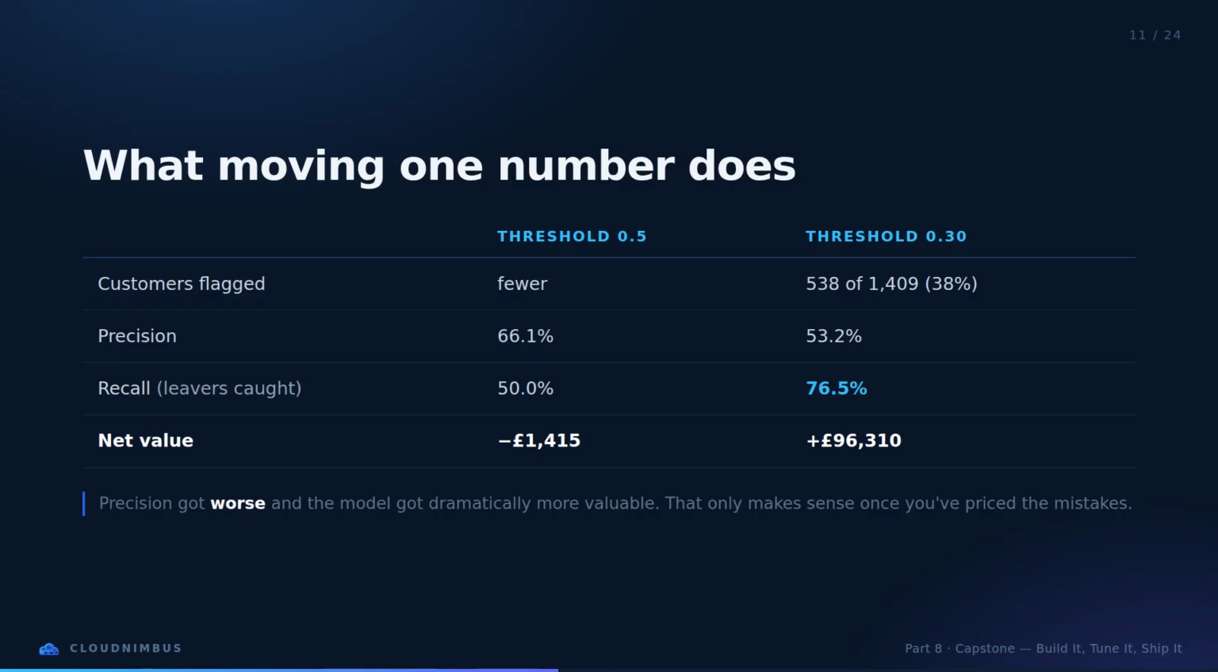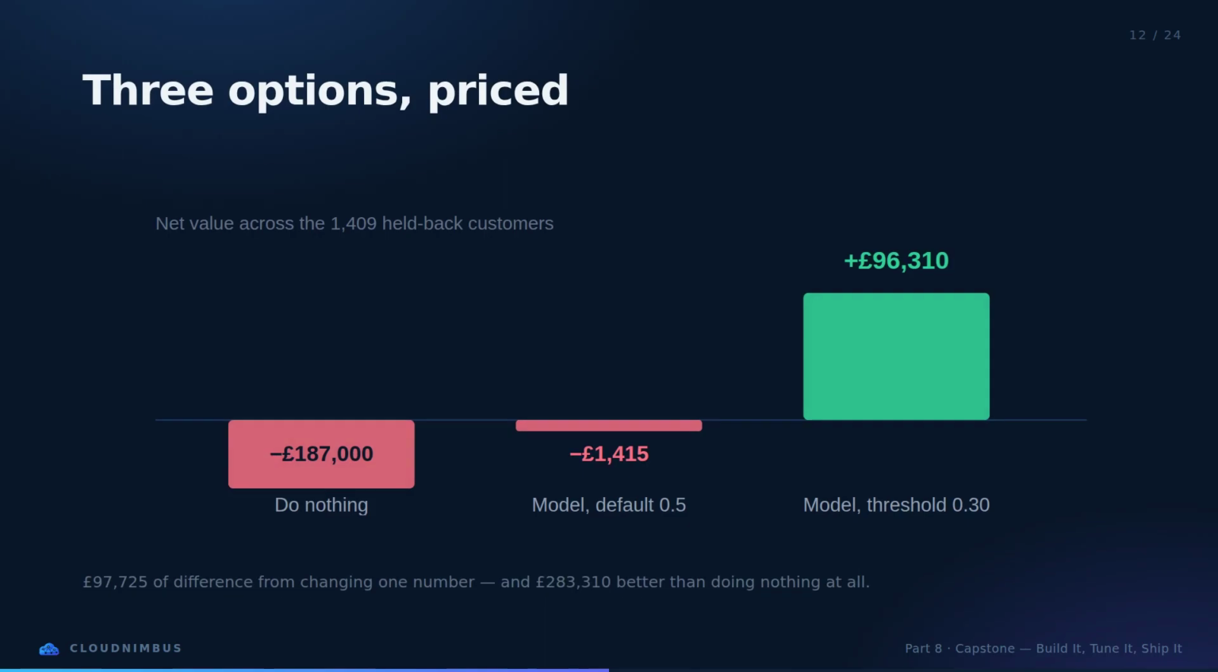And the money: £96,310, positive, against minus £1,415 at the default. £97,725 of difference from changing one number. Compare it to doing nothing at all, which on this test set costs £187,000 in lost customers, and the model is worth £283,000. That is the lesson of the entire series compressed into one decision.